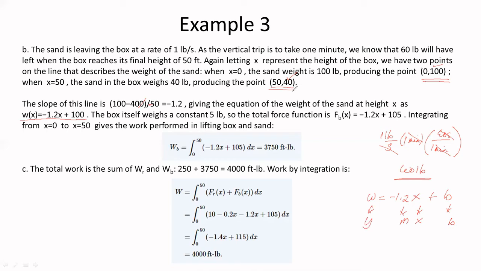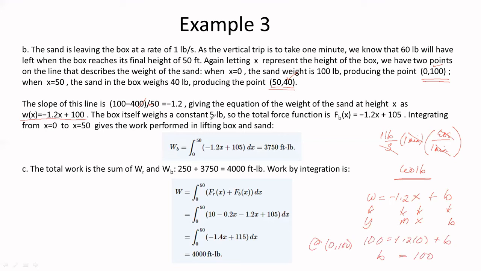So all you have to do is choose from any of these two sets of points. So if you choose displacement to be 0 and 100 for the sand weight, you will have, I'll place here 0 and 100 in this equation. You will have 100, the sand weight, is equal to negative 1.2 times 0 plus b. That will be giving you a b, which is 100. So that is why this is the equation that is given here: the weight of the sand inside the box as a function of the displacement of the box.